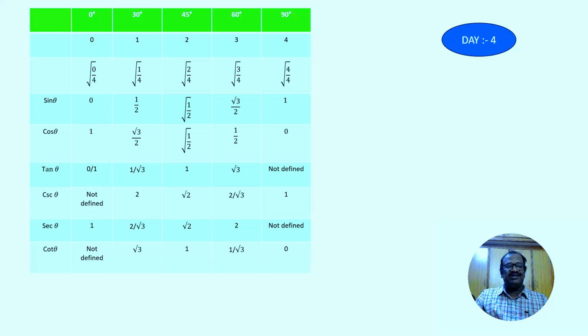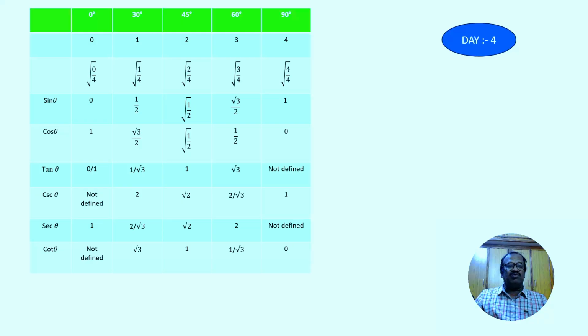Next one is secant theta. Secant theta we are taking two ways. Number one way is the converse of cosecant theta, or the inverse of cos theta. Any one you can take. But however, it is easy to write the converse of cosecant theta, meaning from A to B we are using B to A. That means 1, 2 by root 3, root 2, 2, not defined.